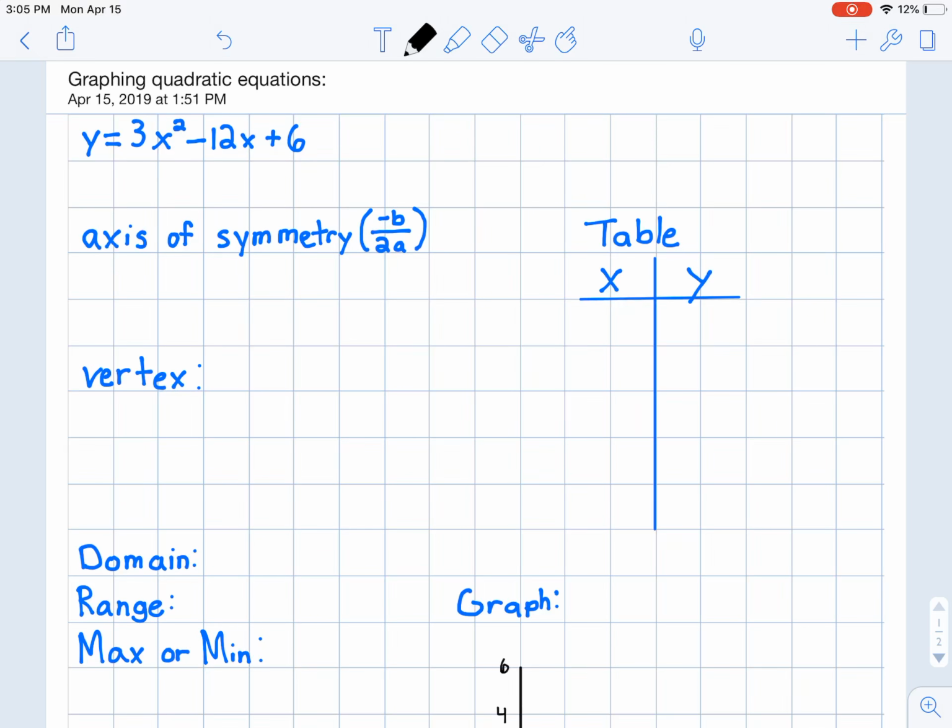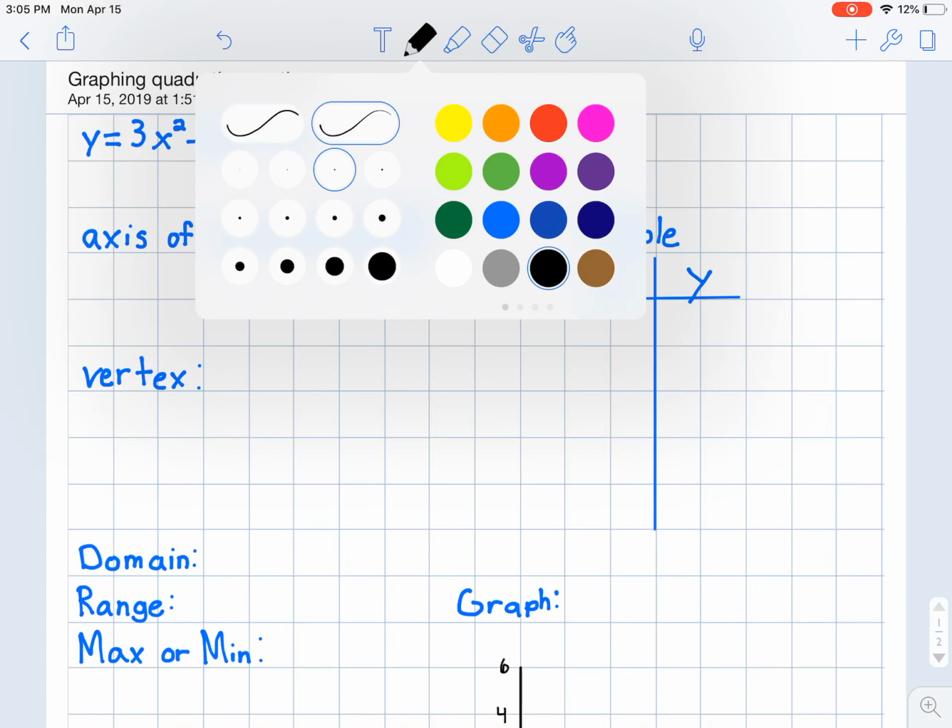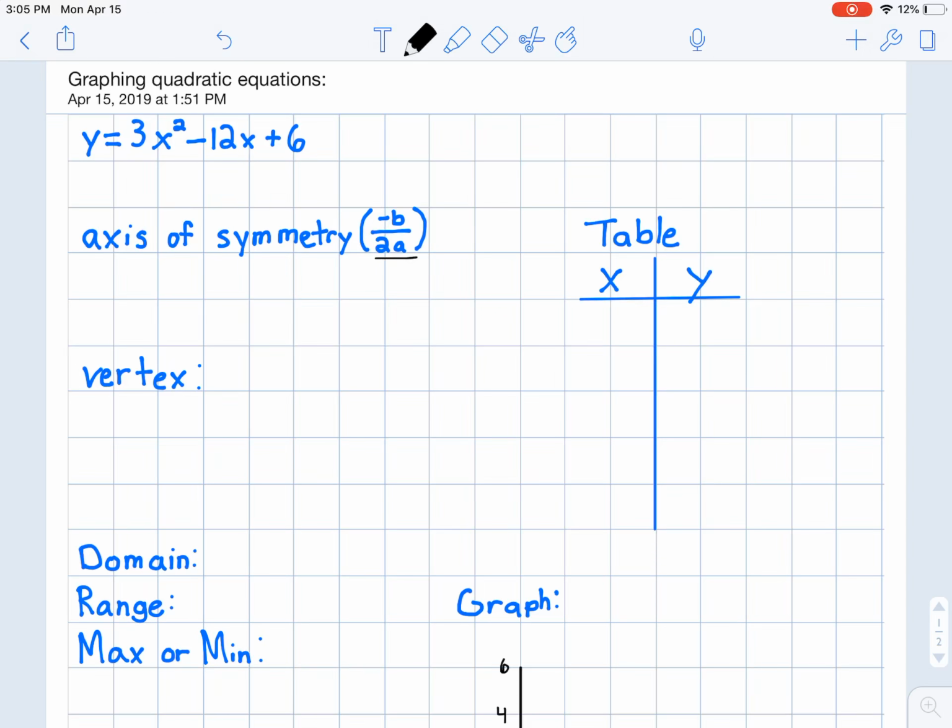Okay, we're going to start off with these problems by starting with the axis of symmetry. So we're going to take the b value, which is negative 12, but we're also going to make it the opposite of negative 12, so a positive 12. And then I'm going to put it over 2 times whatever my a value is. My a value is 3, so 2 times 3 on the bottom gives 6, and on top I have 12. Then 12 divided by 6 is 2.